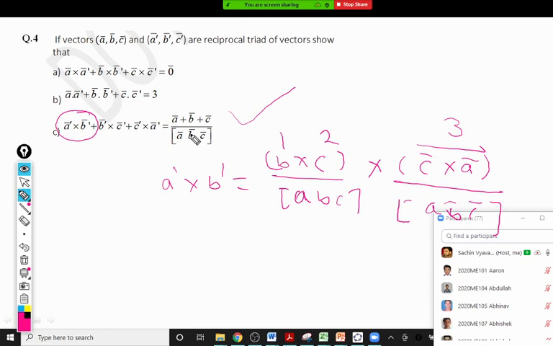Is there any doubt? Because this is the last question of the reciprocal system. This type of question will come in the reciprocal system only. If you have a doubt, yes, you can ask.